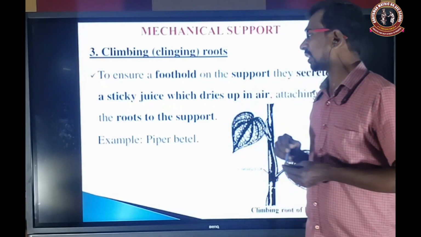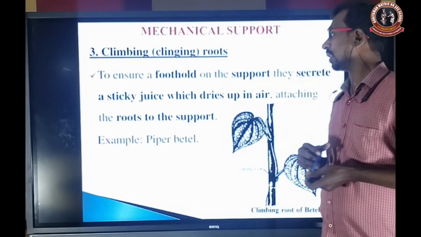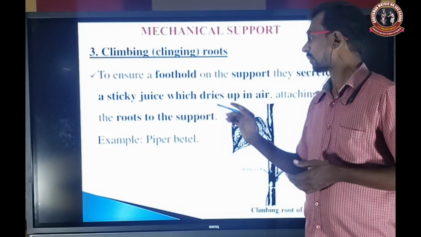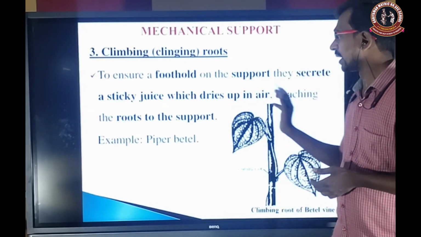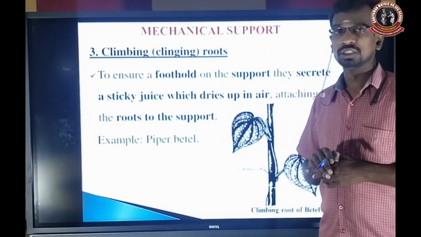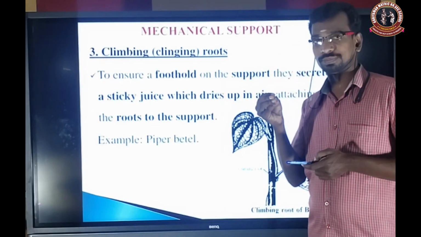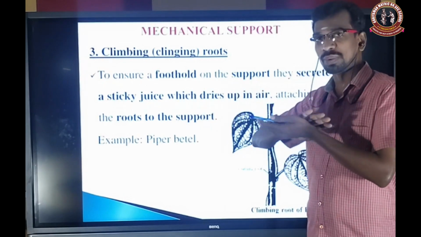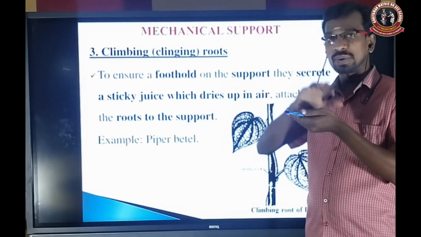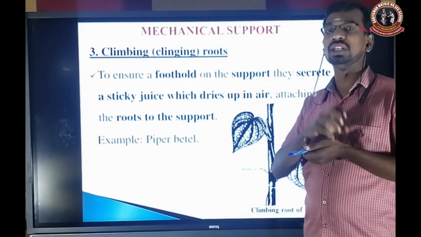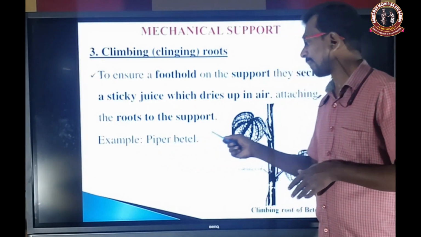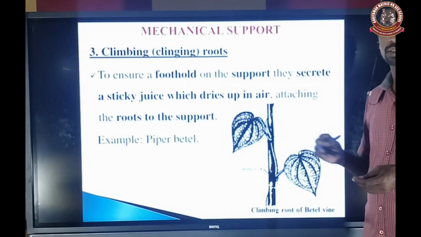To ensure the foothold on the support, they secrete a sticky juice which dries up in the air, attaching the root to the support. So first they secrete some juice-like substance, and the root will spread on the surface. When it dries up in the air, it will be tightly fixed to the support plant. Example, pepper, betel vine, pepper, betel vine.